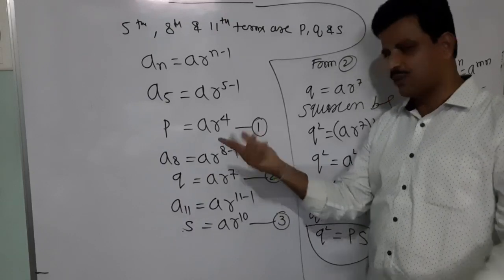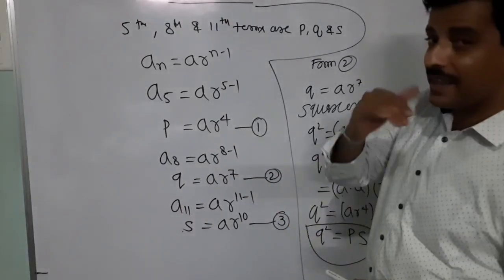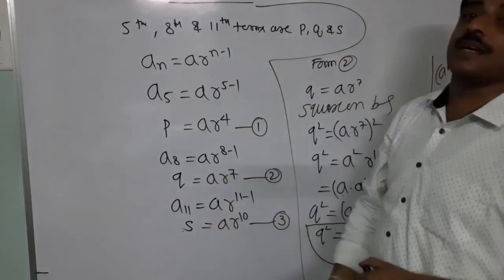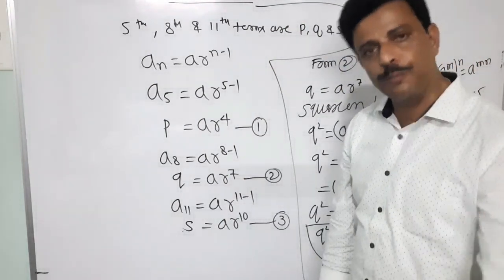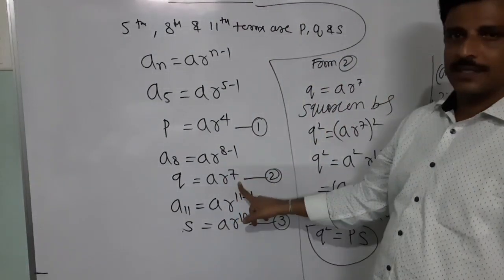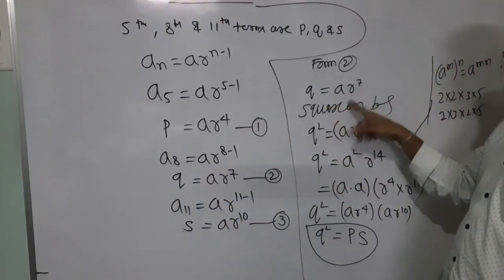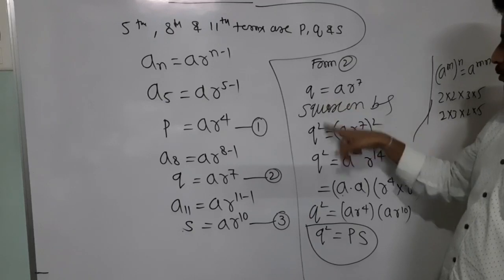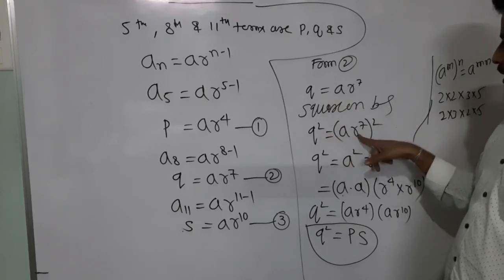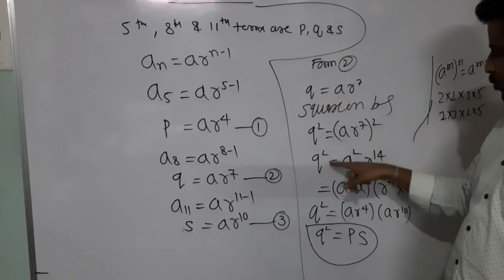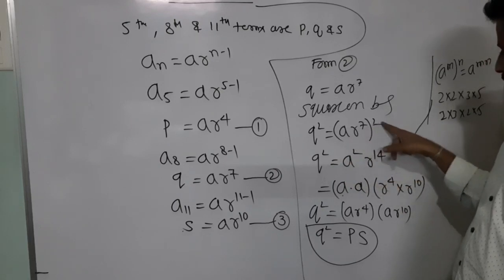Next, you take this equation. ಇದನ್ನೇ ತಗೋಬೇಕು, ಬೇರೆ ಯಾವ ತಗೊಂಡು ಬರಲ್ಲ. ಯಾಕೆಂದ್ರೆ ಯು ಸಿ ಪ್ರೂವ್ ಮಾಡೋದು ಏನಂತ ಕೇಳಿದ್ರೆ, q square is equal to ps. That's why you take this. q is equal to a r to the power of 7. So you write here q is equal to a r to the power of 7. Squaring on both sides. q whole square, q square is equal to a into r to the power of 7 whole square. q square, a whole square, r to the power of 7 2s are 14.